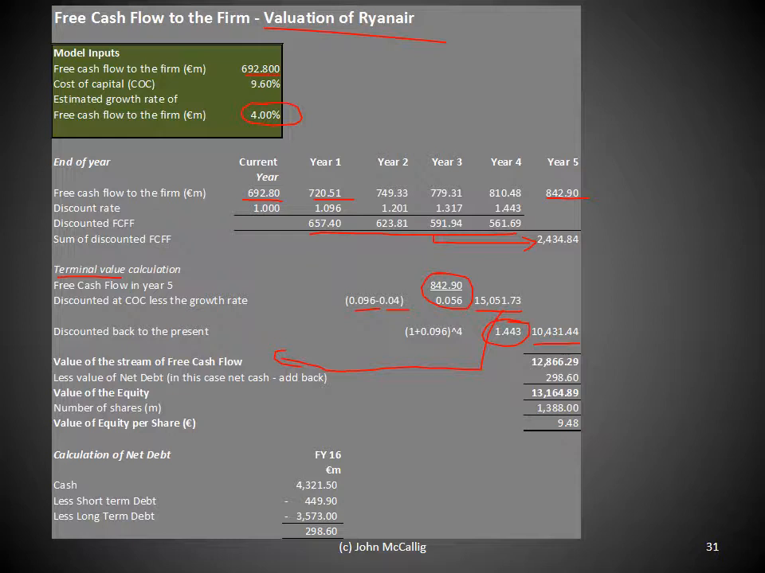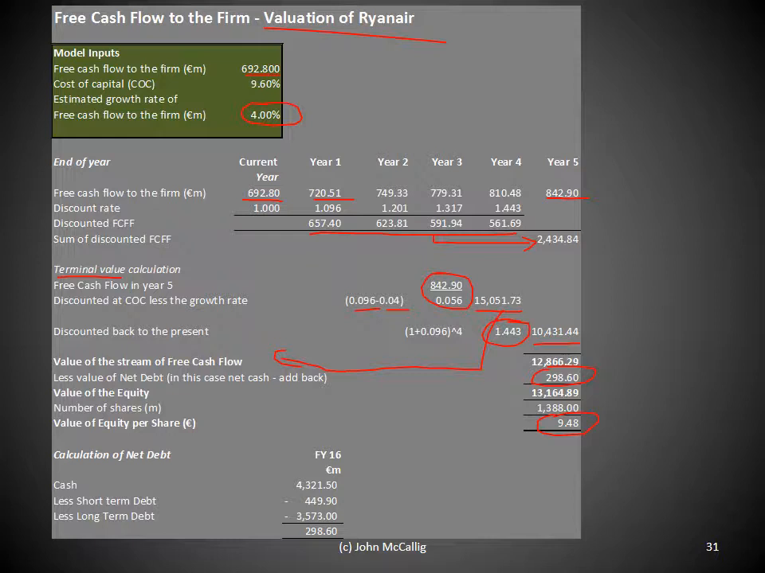It's the value of the firm, it's not the value of the equity, and what we want is the value of the equity. In most firms, you take away their debt, because the market value of the firm is equal to the market value of the debt plus the market value of the equity. In this case, Ryanair actually have a negative net debt. They actually have net cash. So we have to add on that net cash of 298.6 billion, which gives us 13.1 billion, divide by the number of shares, and that gives us 9.48 as our estimate of value.